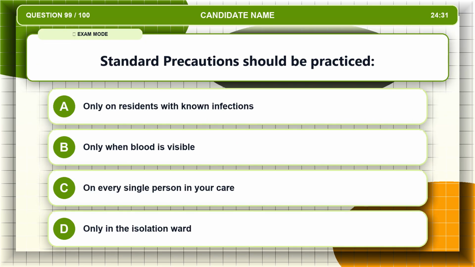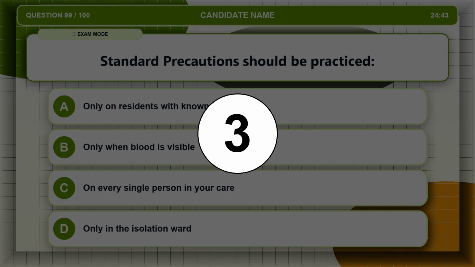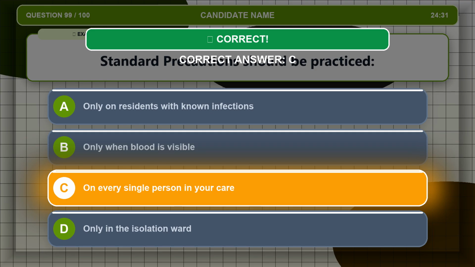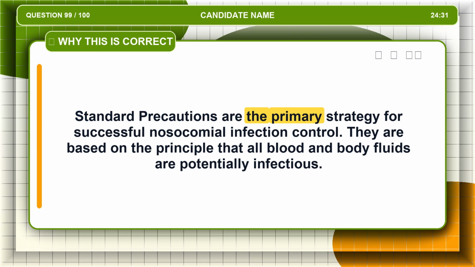Question 99. Standard precautions should be practiced. Option A, only on residents with known infections. Option B, only when blood is visible. Option C, on every single person in your care. Option D, only in the isolation ward. The correct answer is option C, on every single person in your care. Standard precautions are the primary strategy for successful nosocomial infection control. They are based on the principle that all blood and body fluids are potentially infectious.